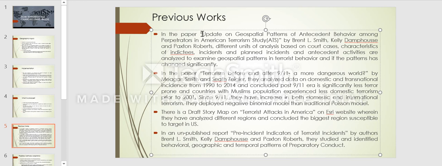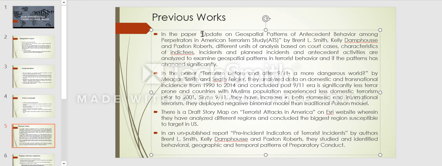Then there was another paper which discusses terrorism before and after 9/11, and whether the world is a more dangerous place to live in. They analyzed the data on domestic and transnational incidents from 1990 to 2014, and concluded that countries with a Muslim population experienced less domestic terrorism prior to 2001, and since 9/11 they have experienced an increase in both domestic and international terrorism.